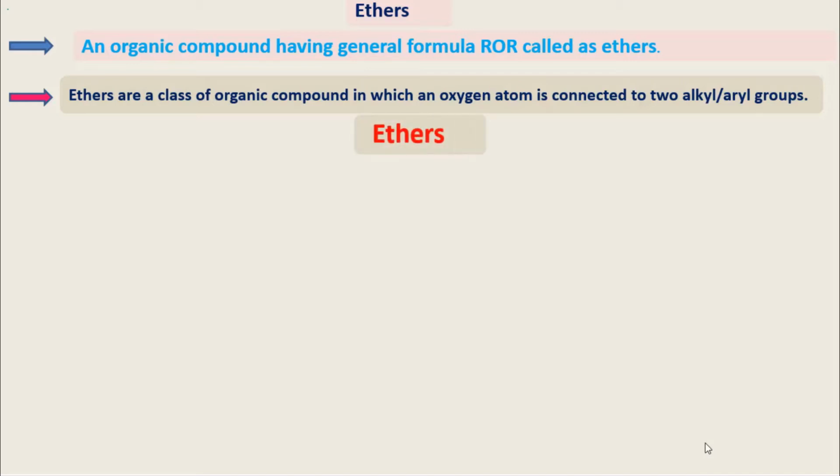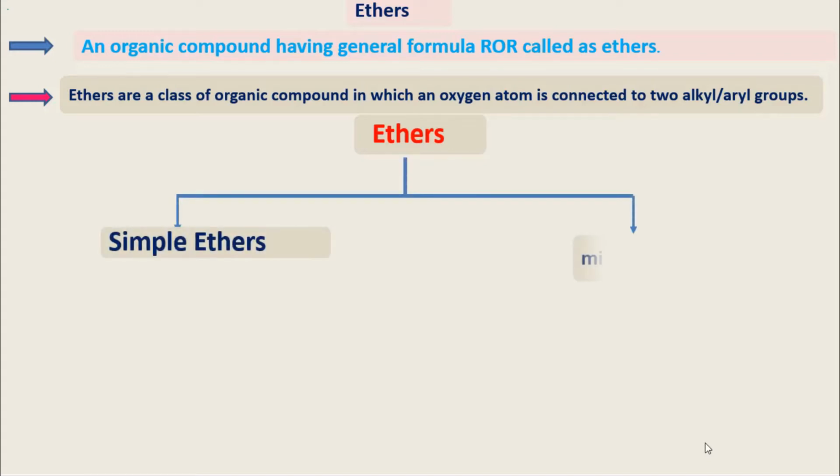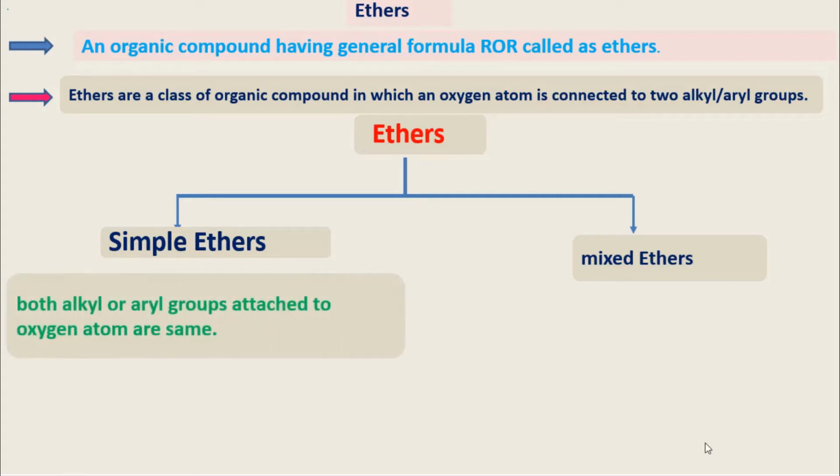Next is the classification of ethers. Based on the alkyl group, ethers are classified into two types. One is simple ether, and the next is mixed ether. Simple ether or symmetrical ether: in a simple ether, the two alkyl or two aryl groups are the same. Both the alkyl or aryl groups attached to the oxygen atom are the same. Examples: diethyl ether, dimethyl ether, and diphenyl ether are examples of symmetrical or simple ethers.